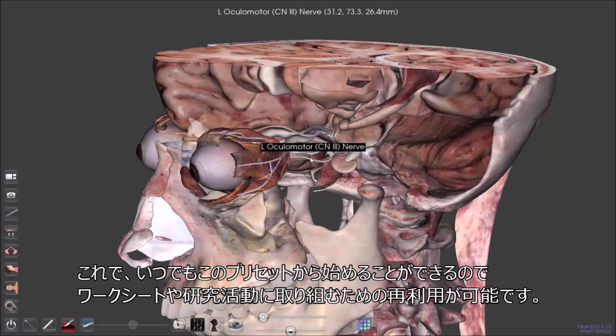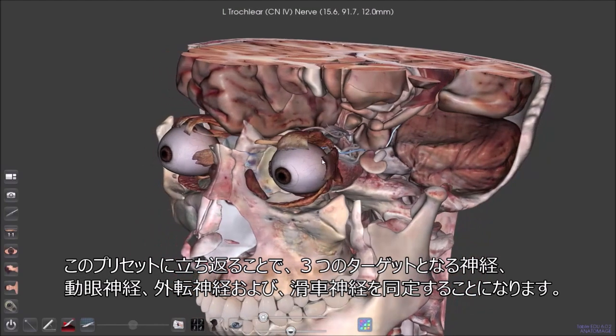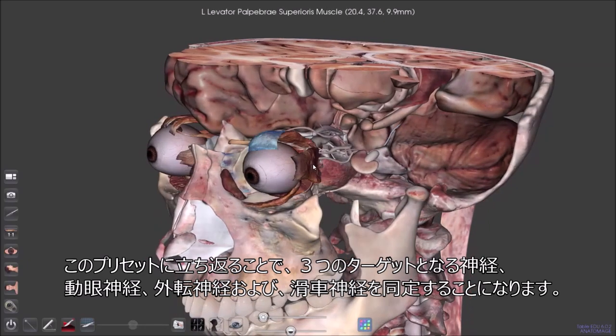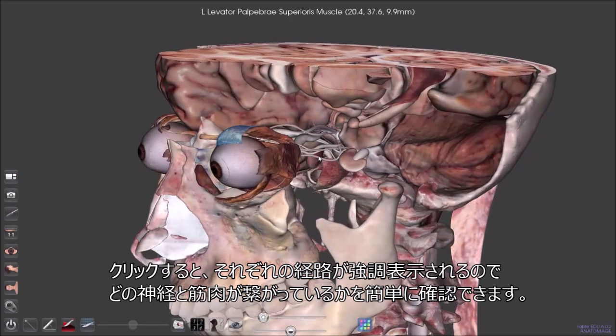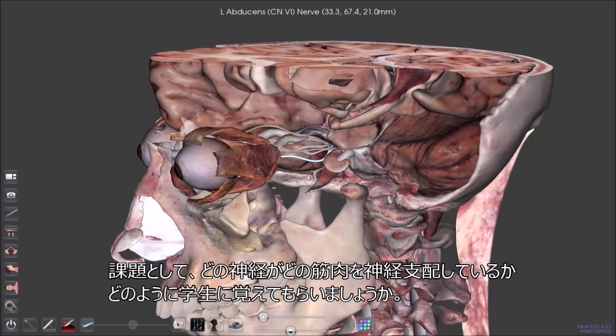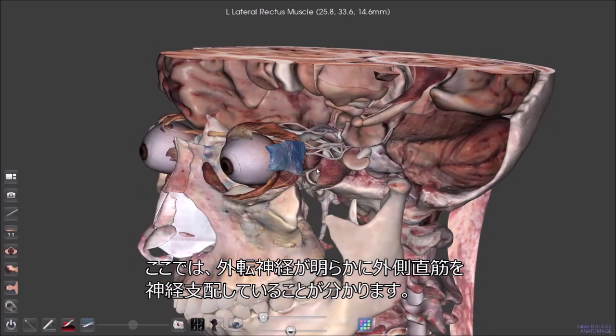But here I can quickly start to identify the 3 target nerves that we're going to look at: the oculomotor, the abducens, and the trochlear. You'll notice that each of their pathways gets highlighted as I click on them, so that we can easily see which nerve and which muscle are being connected. So in particular, one of the challenges, one of the things that we want to talk about is, which nerve innervates which muscle, and how do we get students to memorize this? So we can see the abducens nerve here clearly innervates the lateral rectus muscle. But how do we reinforce this for students?